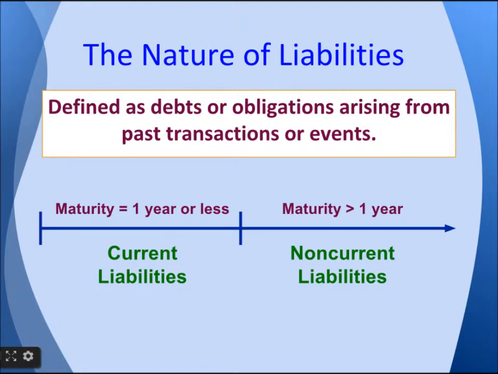What are short-term liabilities? Short-term liabilities are debts or obligations arising from past transactions or events, and the maturity is usually less than 1 year. If it is greater than 1 year, it is a long-term liability, also called a non-current liability. If it is less than 1 year, it is a current liability or short-term liability.